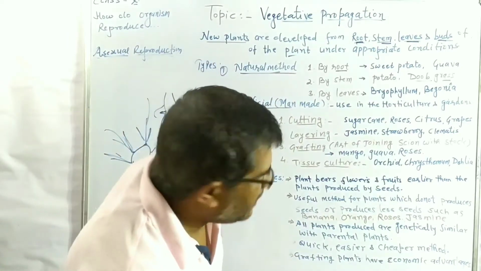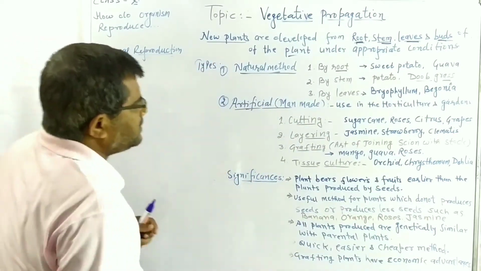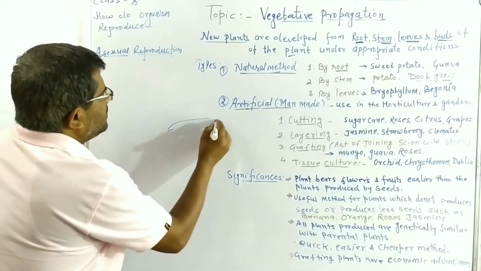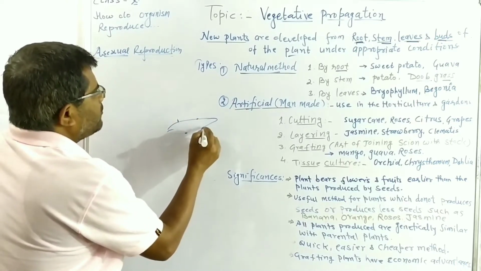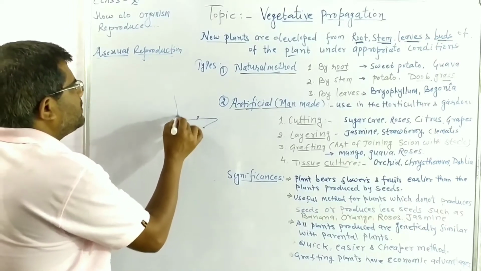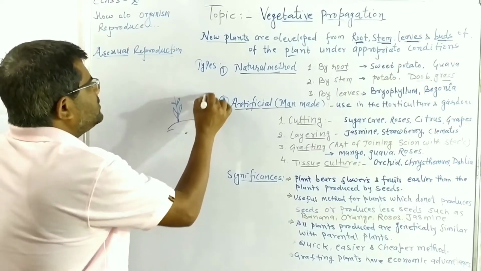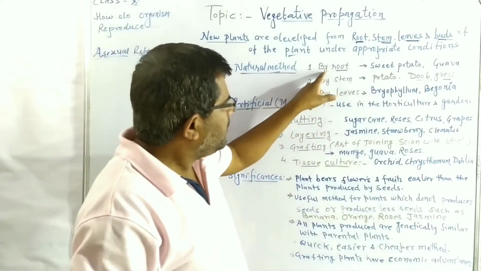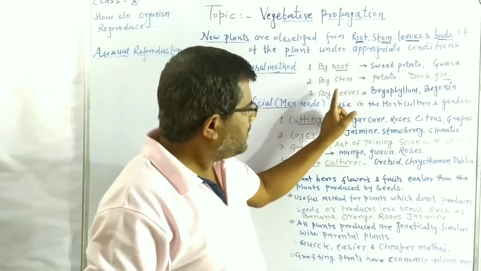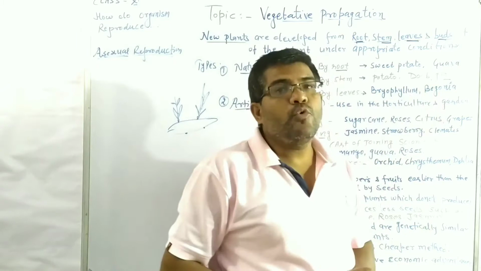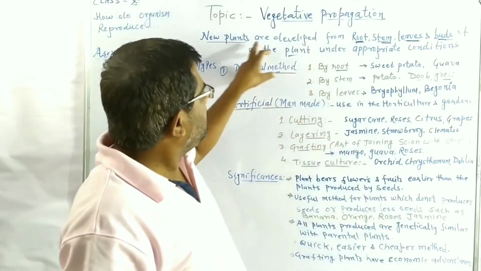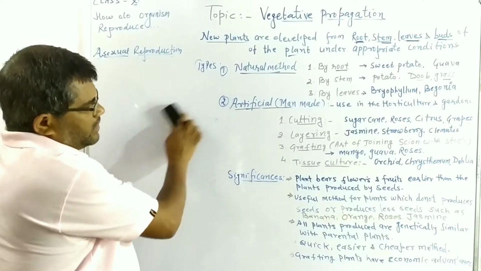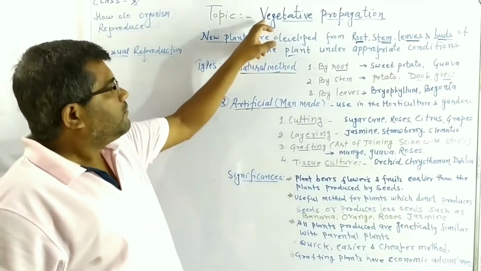From leaf also, some plants like Bryophyllum. Naturally what happens? This is the leaf of Bryophyllum. In the leaf of Bryophyllum, small outgrowths or buds arise, and from these buds the new plants of Bryophyllum develop. So this is also a natural method. In the natural method, new plants are produced by the root, stem and leaf. By the leaf, Bryophyllum and Begonia are the plants where new plants develop naturally. Another method is the artificial method of vegetative propagation.